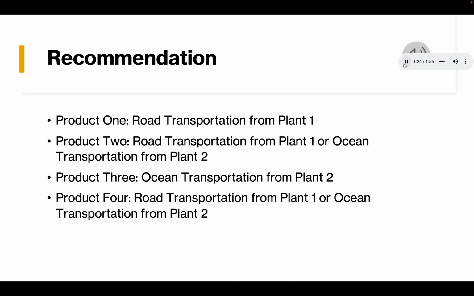Product 4 is exactly the same as product 2. It is going to be the road transportation from plant 1 or ocean transportation from plant 2 for the same exact reasons. Road transportation is more expensive and has lower emissions, and then ocean transportation is cheaper but has higher emissions and is more profitable. Once again, this is up to Hawkeye Chocolate to decide which one you want, whether it's lower cost or lower emissions. But in these two scenarios, you cannot have both.